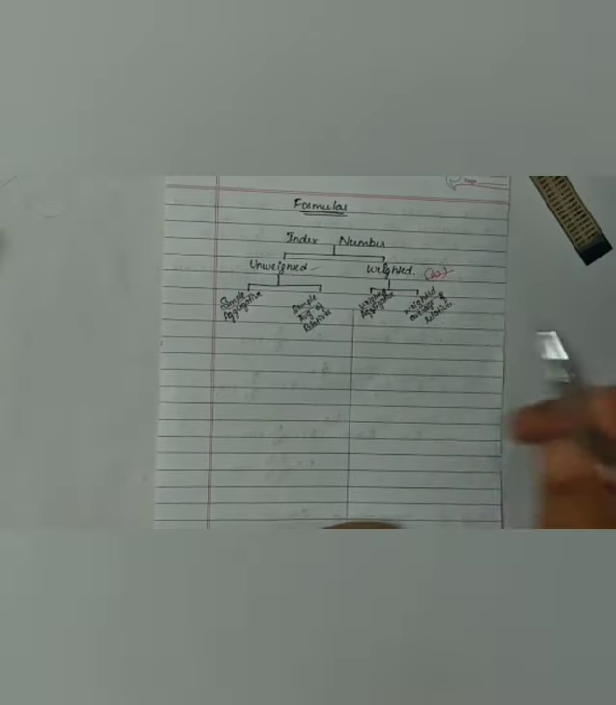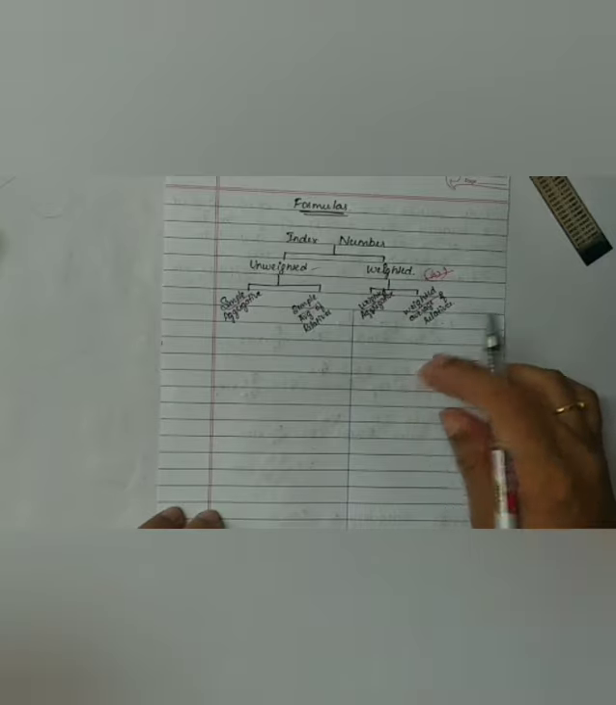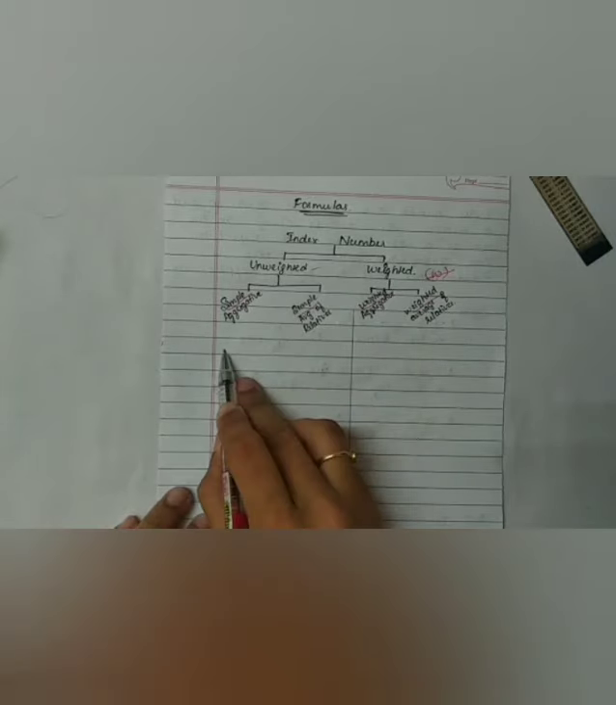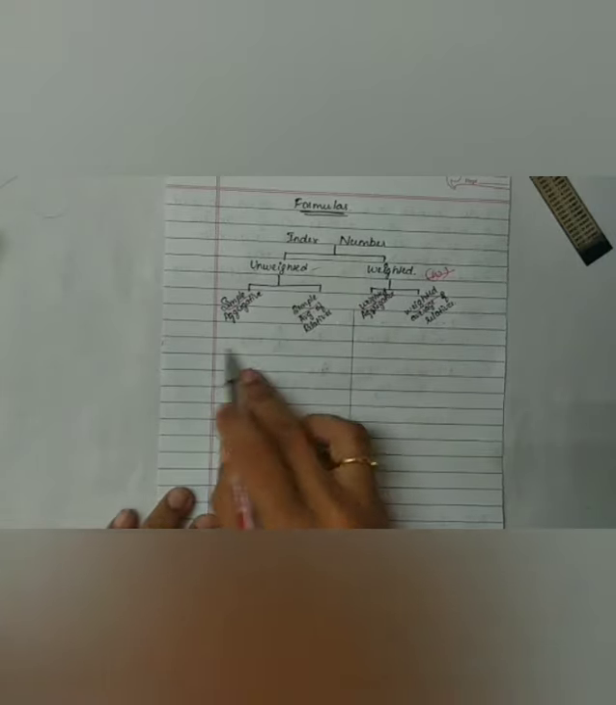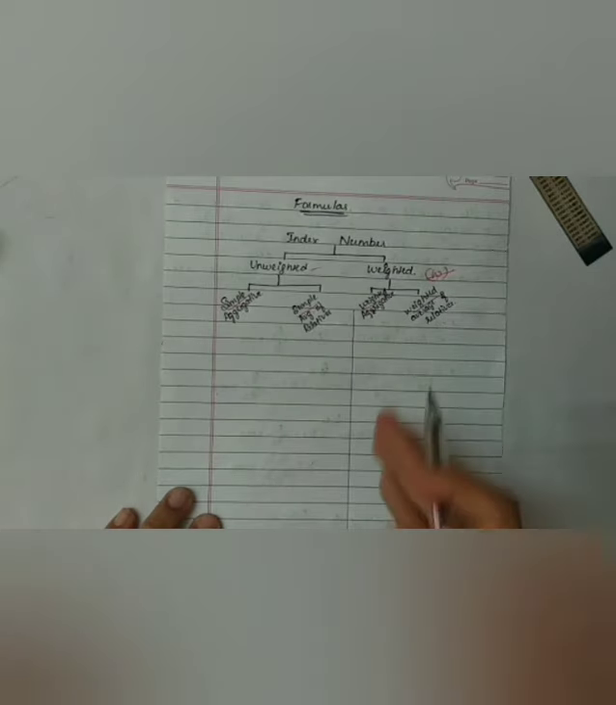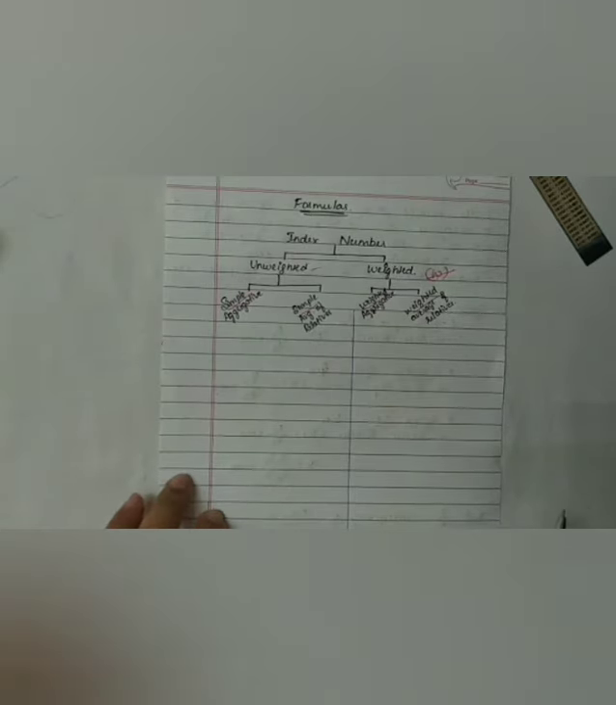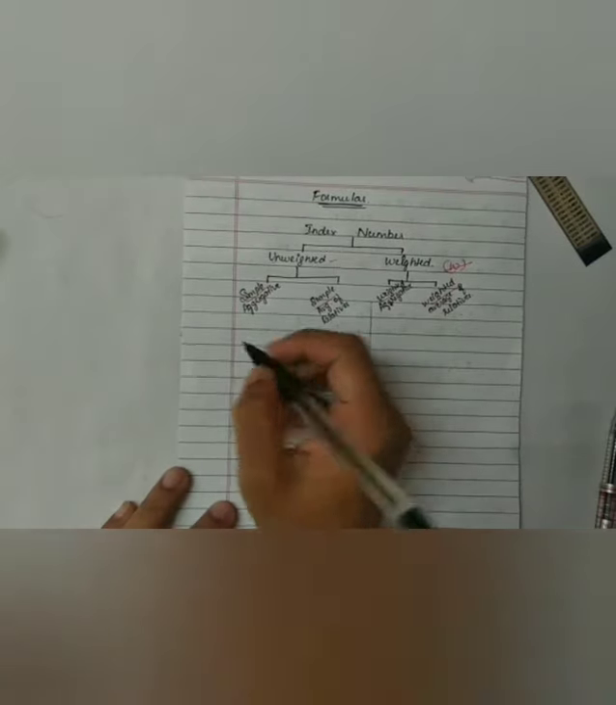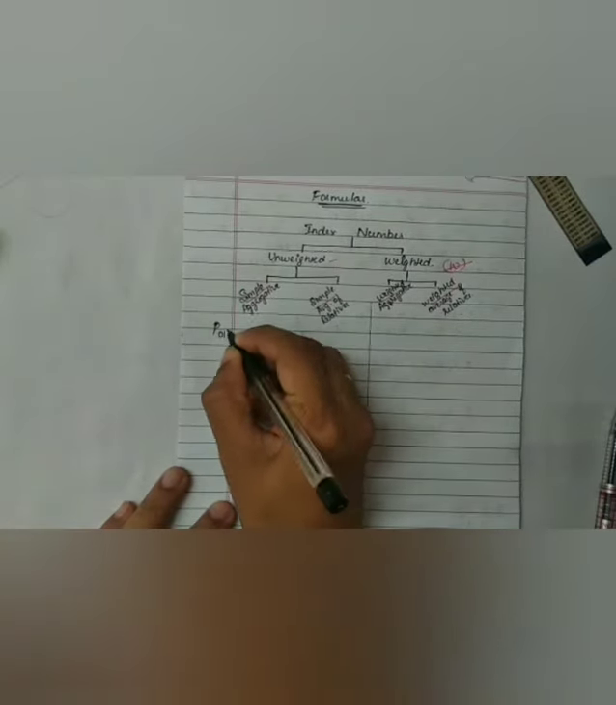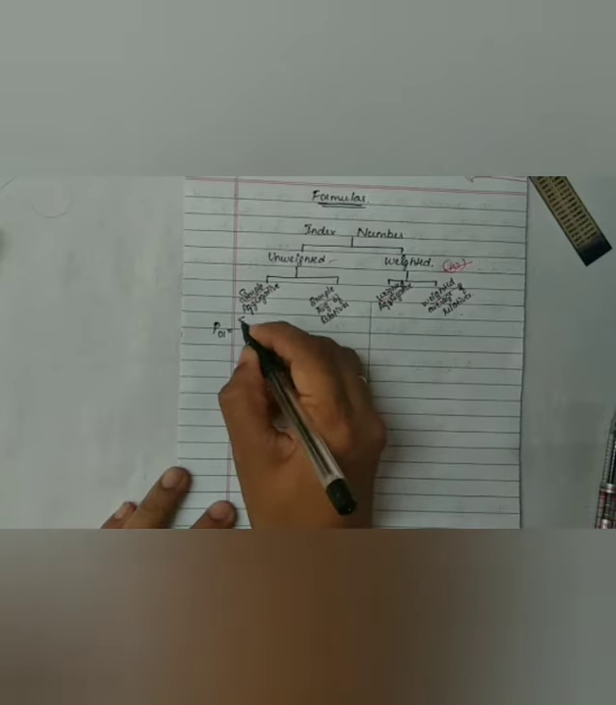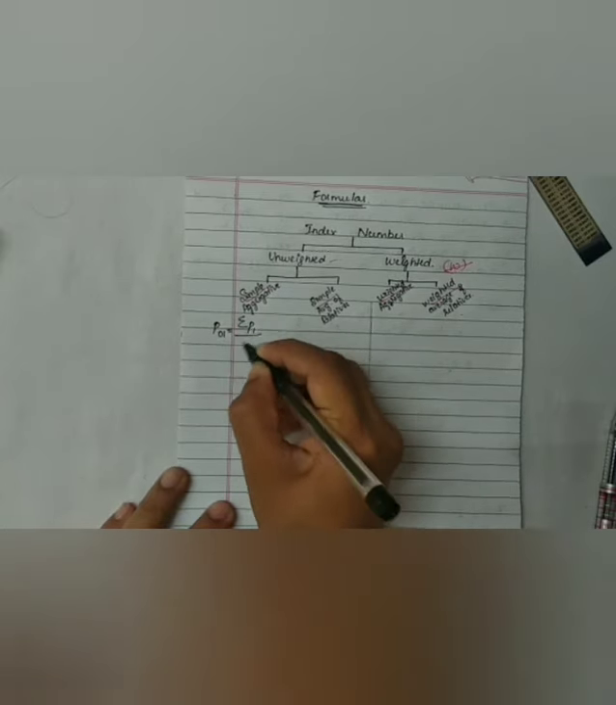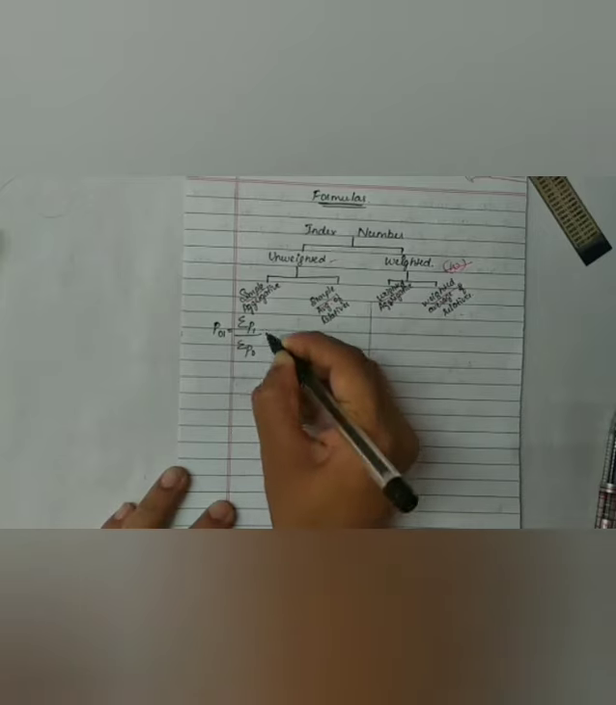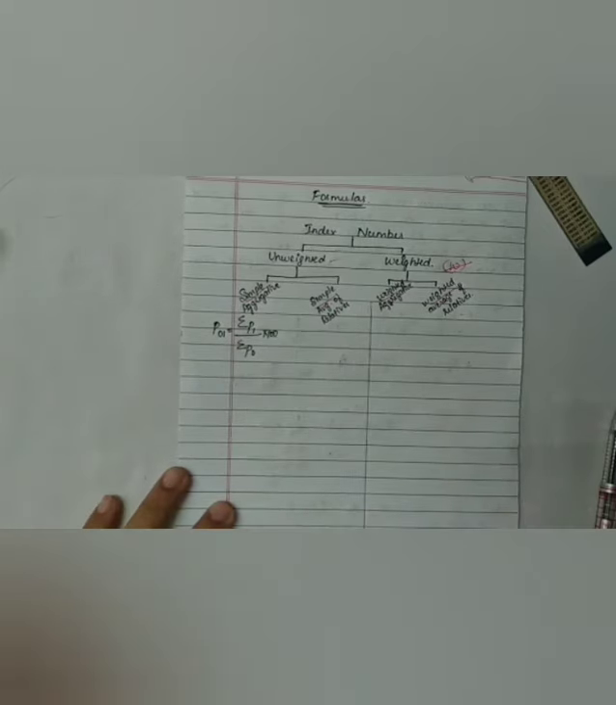Okay, so now simple aggregative formula. So just with one formula, if you remember one formula, you can continue with the next. Okay, so when it comes to simple aggregative, the formula is P01 is equal to summation P1 divided by summation P0 into 100. This is the formula of a simple aggregative.